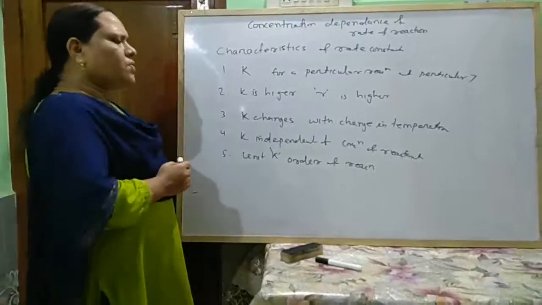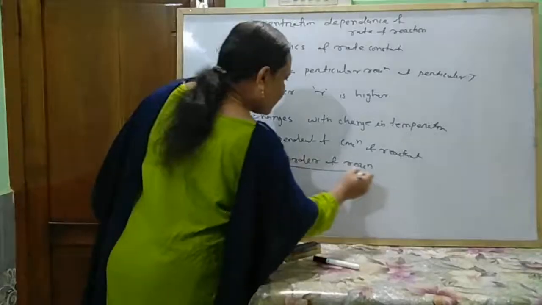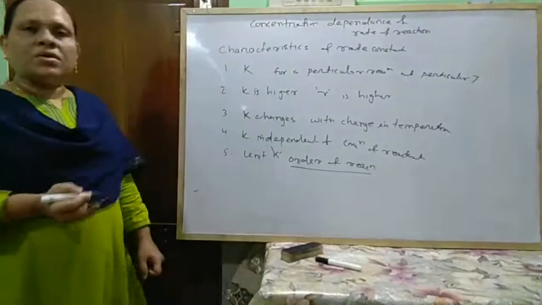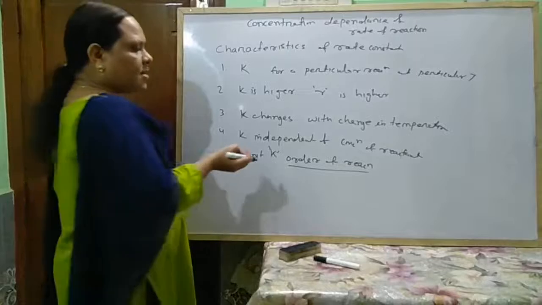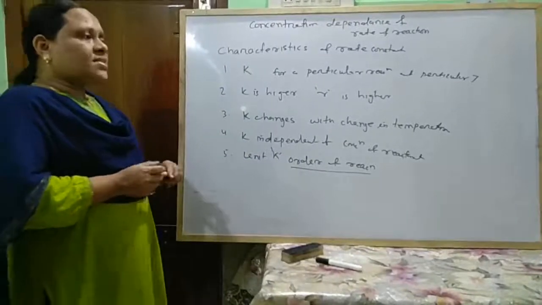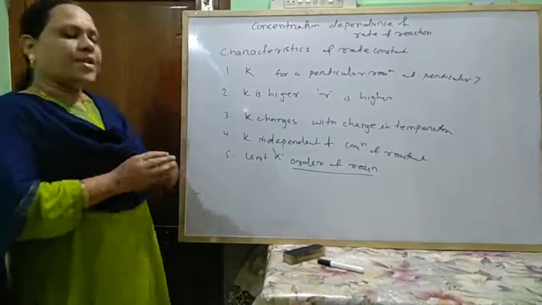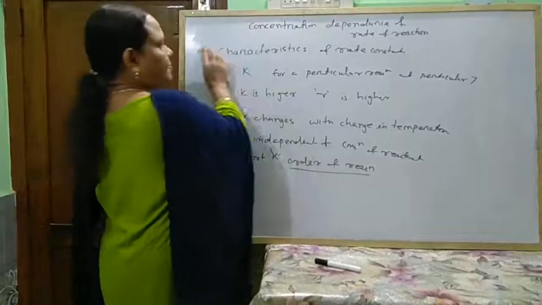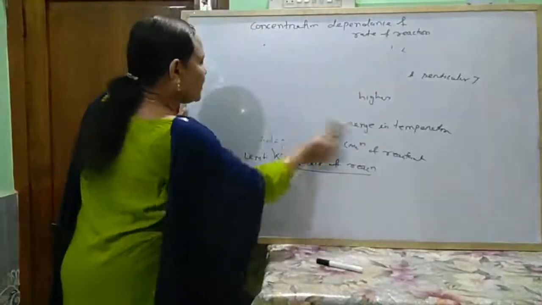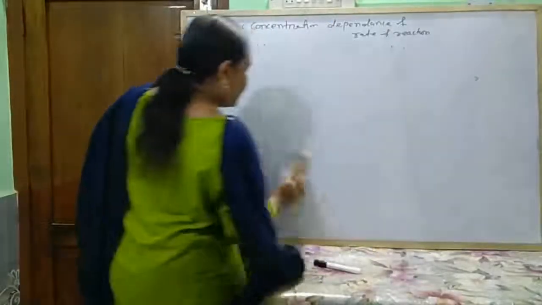So now a question arises. The unit of K depends on order of reaction. So what is this order of reaction? We'll discuss later what is order of reaction. Now first let us discuss the comparison between rate of reaction and rate constant.